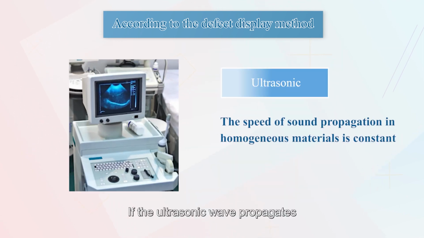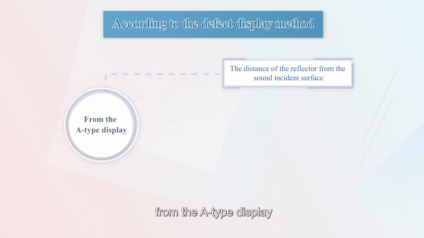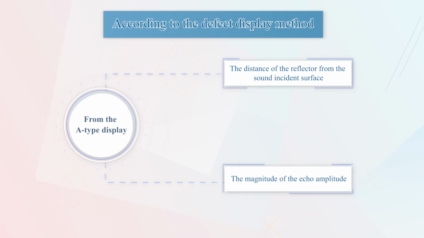If the ultrasonic wave propagates in a homogeneous material, the speed of sound is constant, and the propagation time can be converted into the propagation distance. Therefore, from the A-type display, the distance of the reflector from the sound incident surface, the depth of the defect displayed when the longitudinal wave is perpendicular to the inspection surface, and the magnitude of the echo amplitude can be obtained.